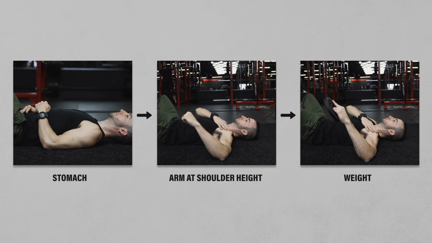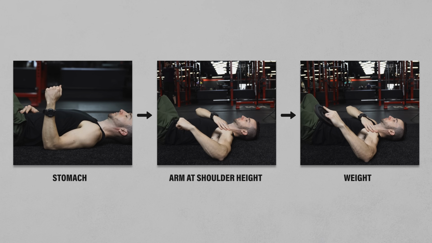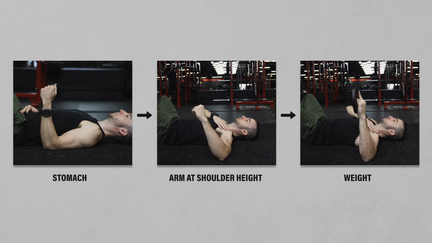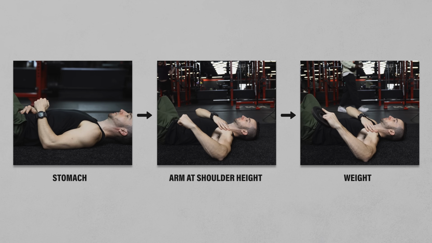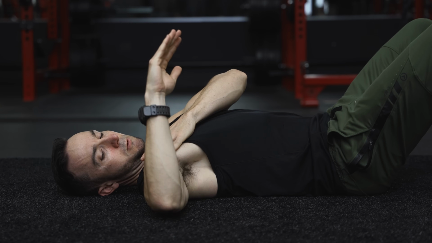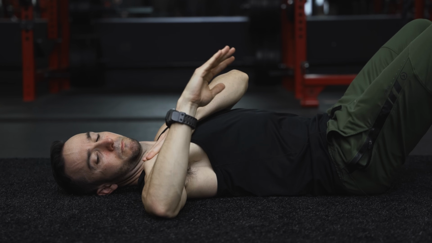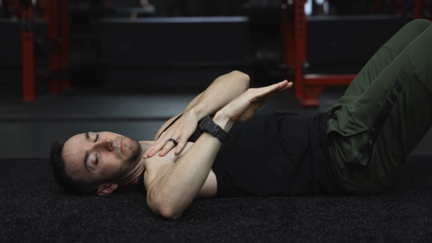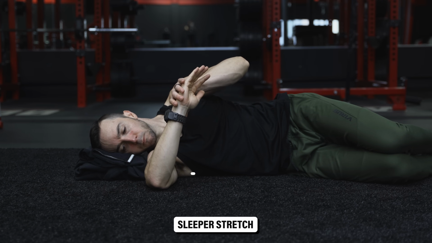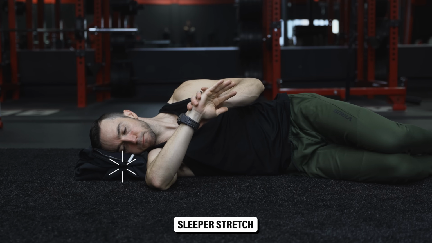Finally, for shoulder internal rotation, start by rotating your hand to your stomach, then work up to shoulder height, and then finally hold a light weight as you slowly lower your hand toward the ground. You can place your other hand on top of your shoulder as a reminder to not let that shoulder come off the floor.